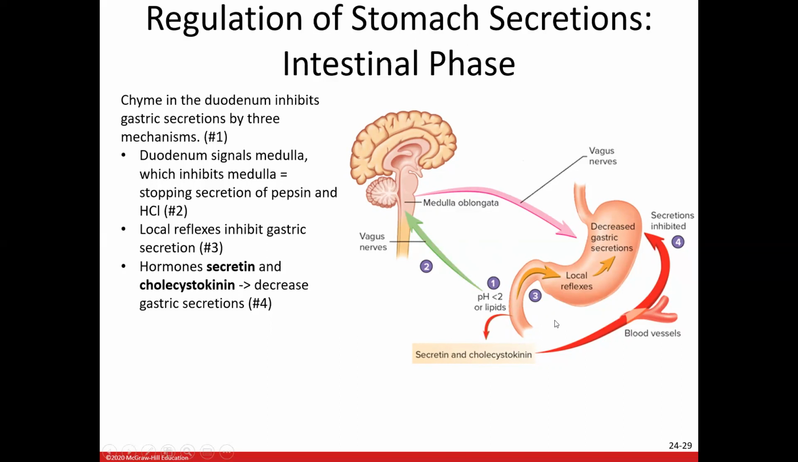Then lastly, hormonally, you have two hormones called secretin and cholecystokinin. These are two hormones that are going to go to the bloodstream. They're going to end up back at the stomach, and they're going to inhibit secretions as well. So they're going to block things like gastrin and histamine from producing more hydrochloric acid and more pepsin. So three different ways that you sort of pump the brakes for the stomach.